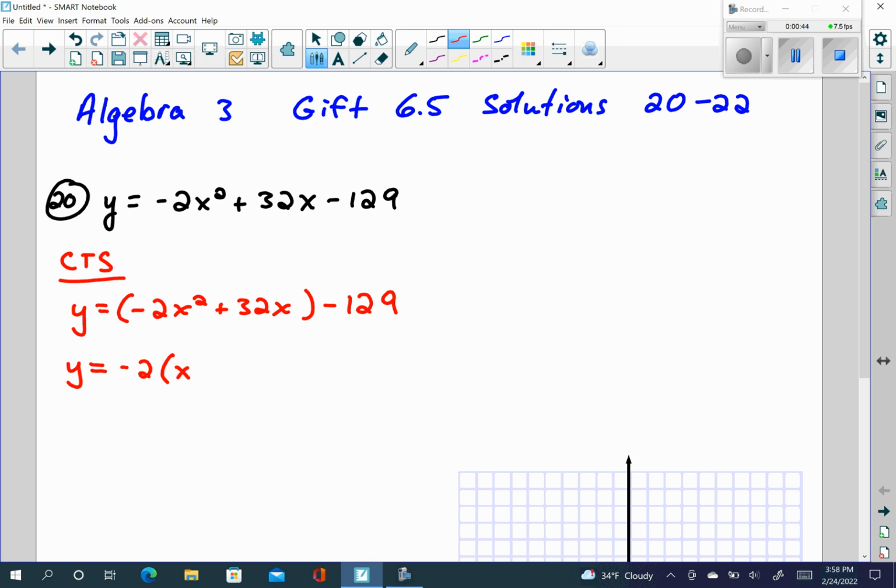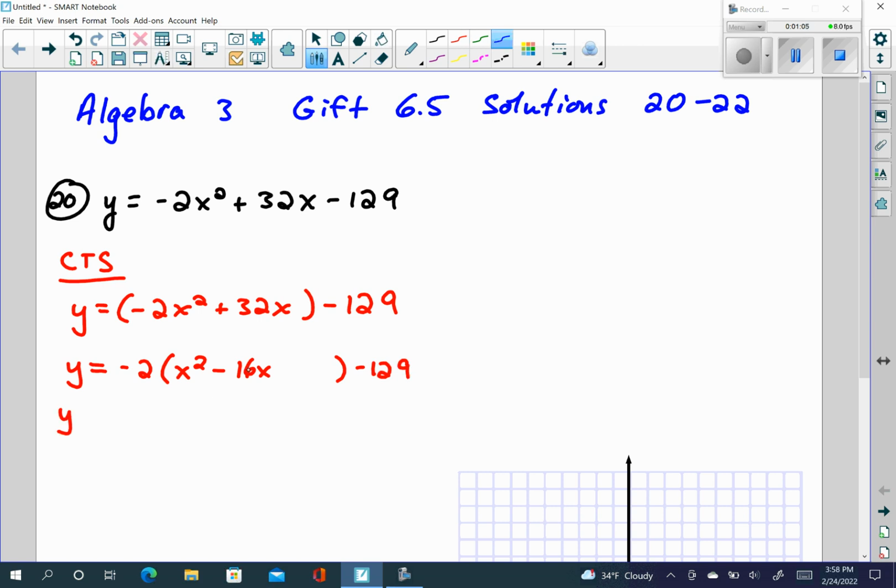As I do that, whatever we factor out should always leave us with an x squared first. That's what we want. And then be careful here. A negative times a negative will give us a positive, because we're factoring out a -2. And then -2 times 16x will give us that 32x. But I'm going to leave some space here because I want to complete the square. Still leave the minus 129.